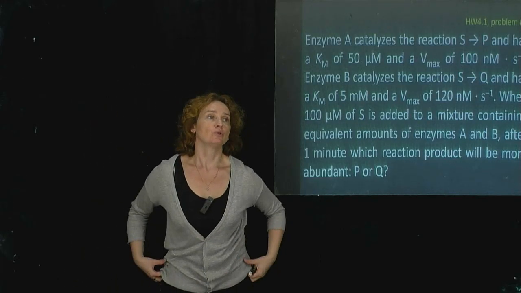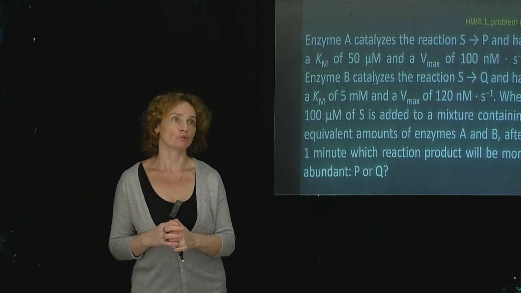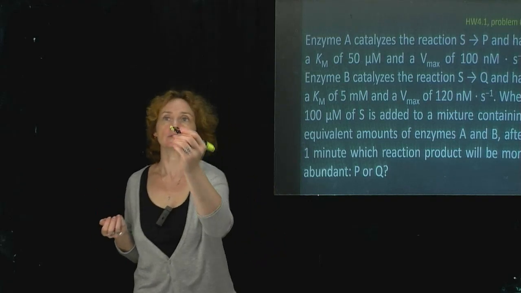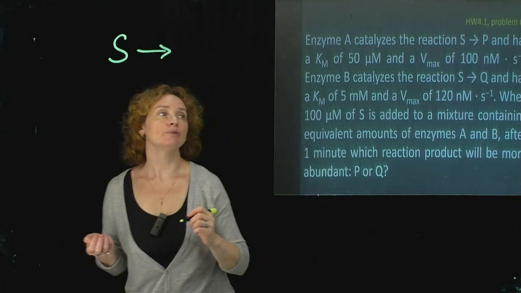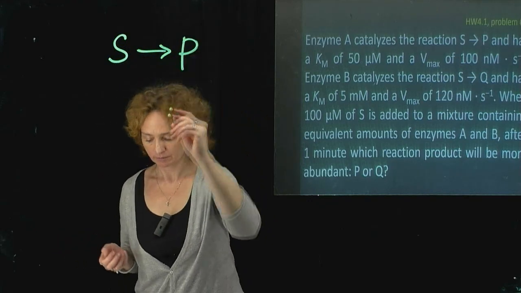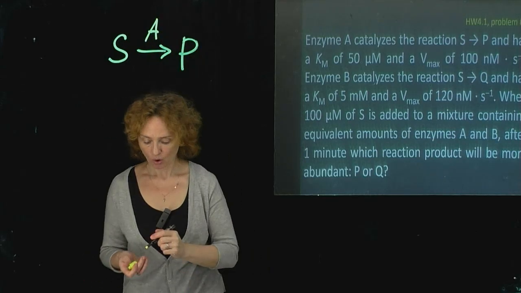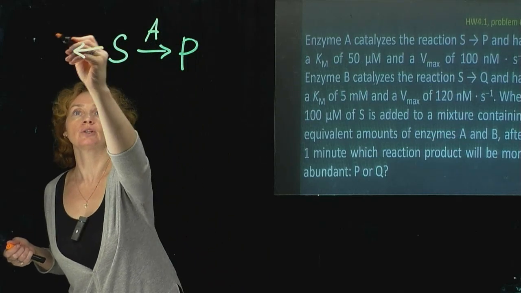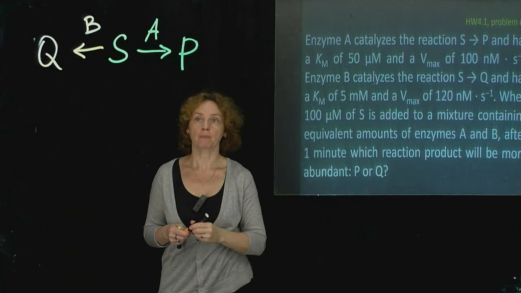In this video, we are going to solve problem number 15 from the first homework of the fourth module. So we are told that there are two enzymatic reactions. Substrate S can either be converted into product P if we have enzyme A acting on it, or it can be converted to product Q if we have enzyme B acting on that.